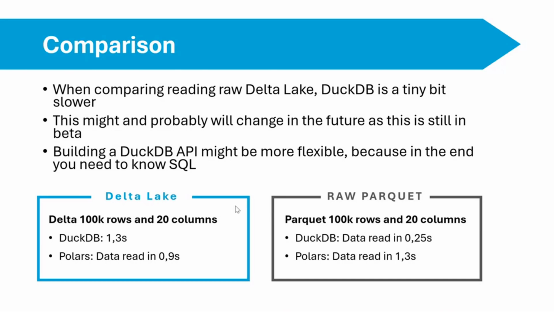When we are seeing these, I have to say, these tests were done like 3 or 4 months ago, when the DuckDB Delta extension was in beta. It still is, but it's getting faster every day because people are constantly developing it. But as you can see, when reading Delta Lake, Polars is still a tiny bit faster. I suggest this will change, but then again, we might not know what's going to happen in the future.